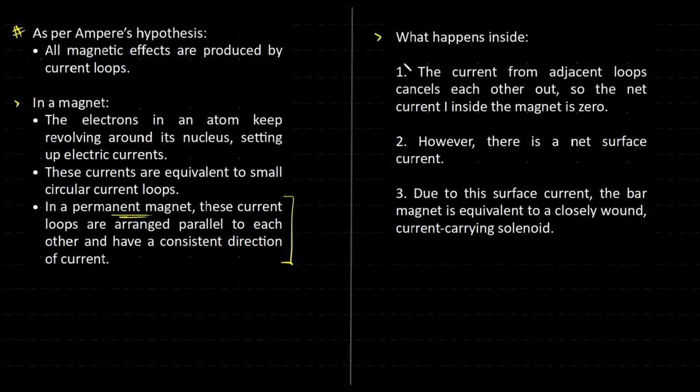So overall, what happens inside? The current from adjacent loops cancels each other out as usual. So the net current inside the magnet is 0. However, there is a net surface current. Net surface current, keyword. Due to this surface current, the bar magnet is equivalent to a closed, wound current-carrying solenoid.